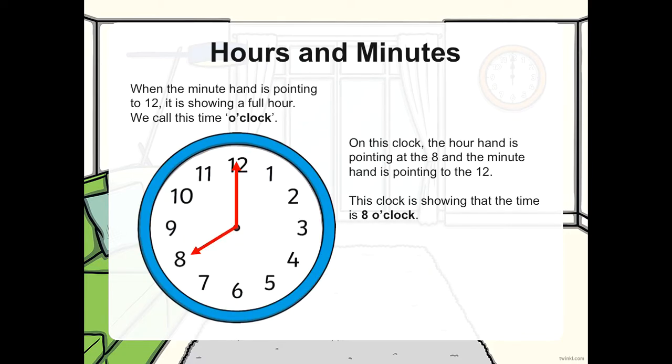When the minute hand is pointing to the 12, it shows a full hour. The time is something o'clock. On this clock, the hour hand is pointing at the 8. The minute hand is pointing at the 12. So this must say 8 o'clock. It's the 8th hour and the minute hand is pointing to o'clock. It's 8 o'clock.